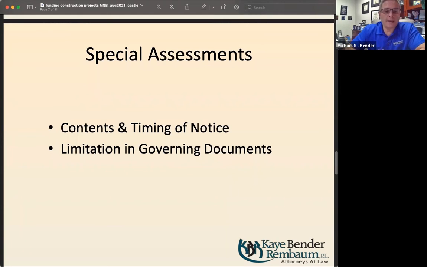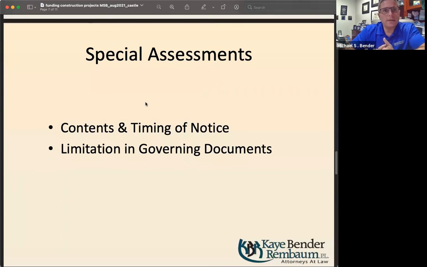What I want to mention with special assessments is it's very much dictated by statute under 718 and 720. And so I want you to be aware and, again, don't shy away from using experienced legal counsel and management team.